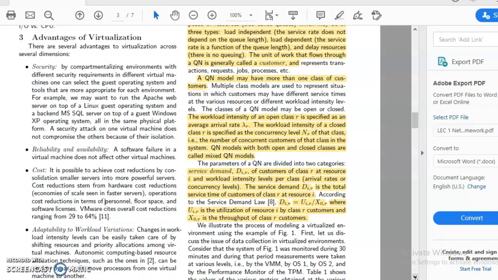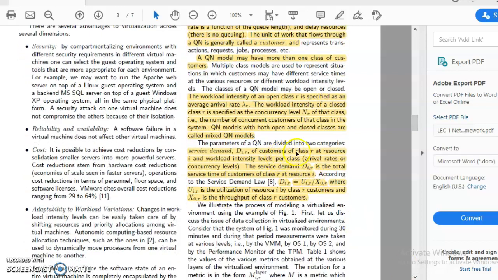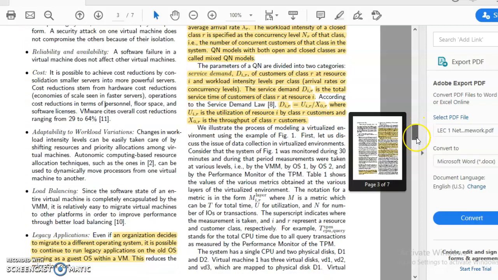The QN model works with both open and closed systems, which is the mixed QN model. So we compute DIR. DIR is the service demand of customers of class R at resource I, along with workload intensity levels per class: arrival rates or concurrency levels. What is DIR? The total service time of customers of class R at resource I. So what is the value of DIR? UIR divided by XOR, where UIR is the utilization of resource I by class R customers, and XOR is the throughput of class R customers. So you have computed the value of DIR.